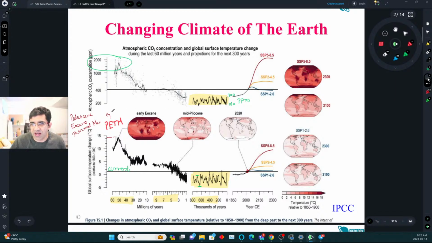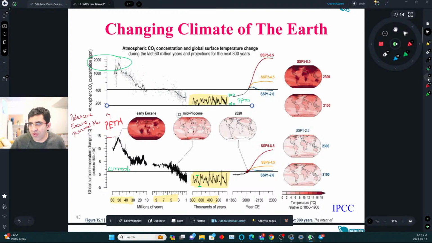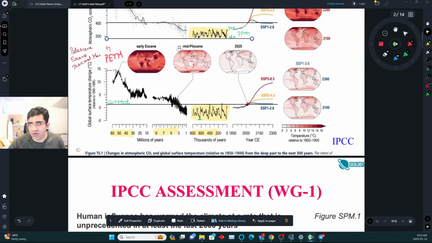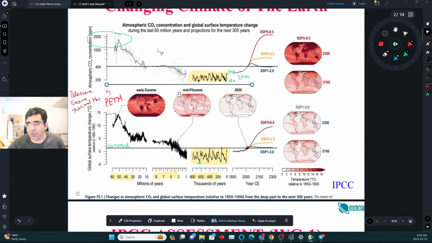So you can see here the minimum CO2 that plants need in the atmosphere, below which photosynthesis becomes really difficult. At least the plants we see today need close to 150 parts per million of CO2 to support plant life.